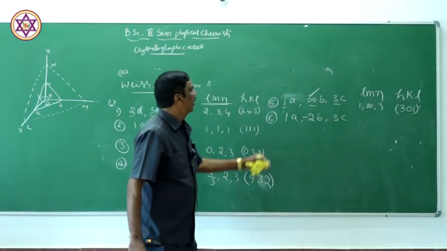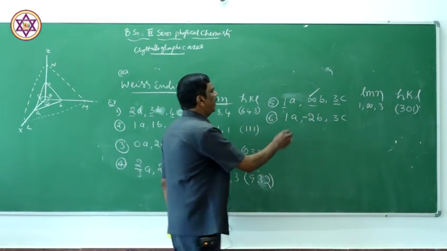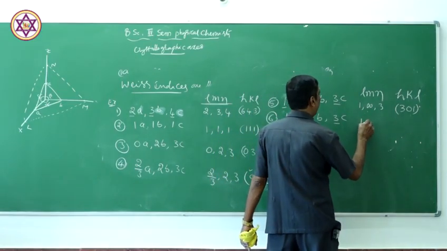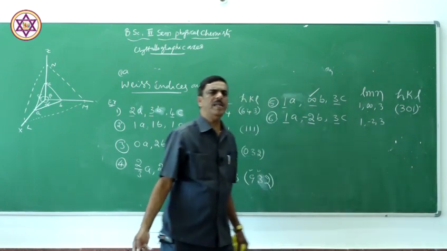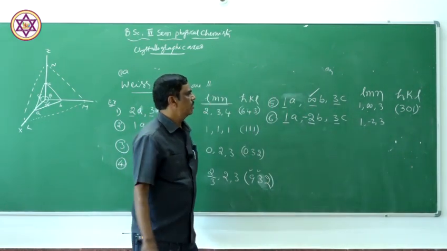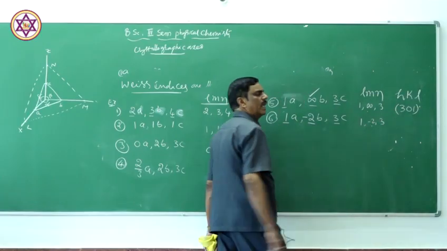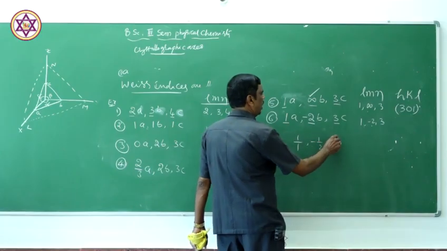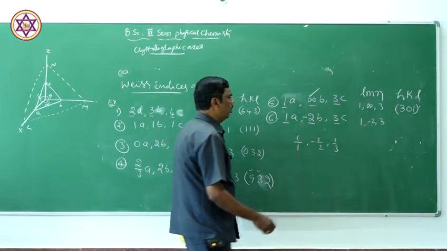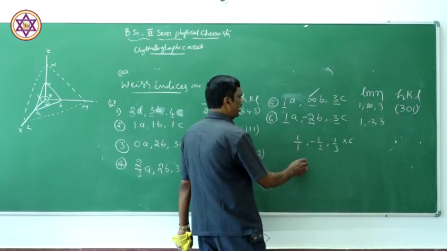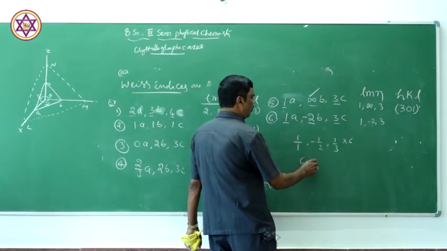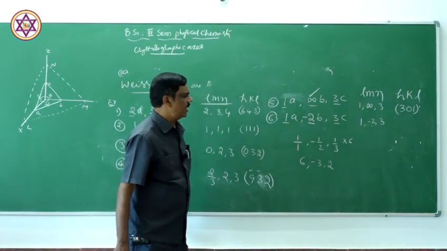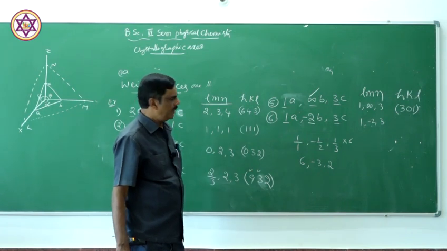Consider another plane 1a, -2b, 3c. Here, the Weiss indices are 1, -2, 3. So, there may be a negative intercept for some planes. In that case, how to convert this into Miller indices? Take the reciprocal: 1/1, -1/2 and 1/3. Convert that into a whole number, multiply by 6. This becomes 6, -3 and 2.